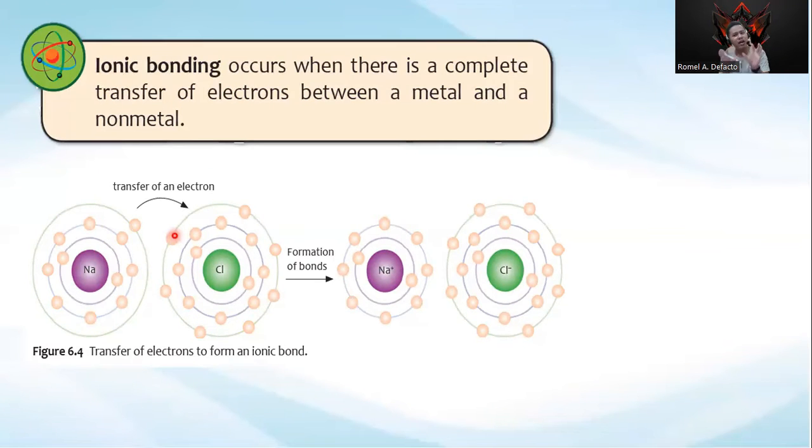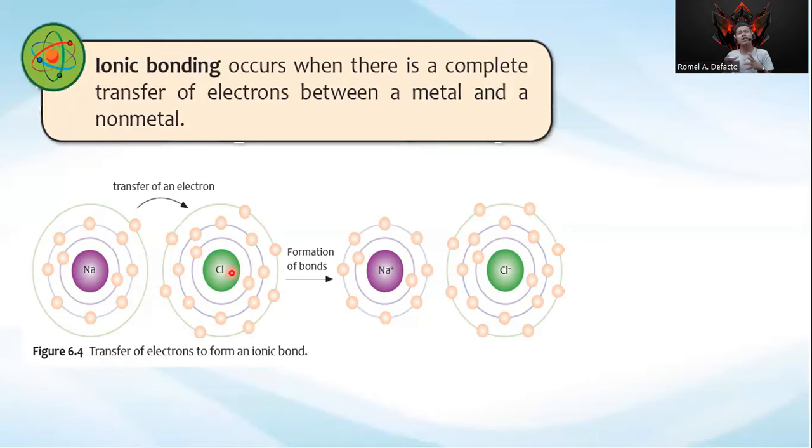Now, it's very impossible because when we check the sodium, it only has 1 electron. Kulang siya ng 7 para maabot siya 8. On the side of the chlorine, it has 7 electrons. Kulang siya isa para ma-8. So it's very difficult, no? It's very difficult for the sodium to look for 7 electrons, but it's easier for the chlorine to accept 1 electron.